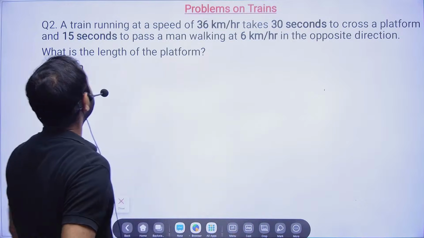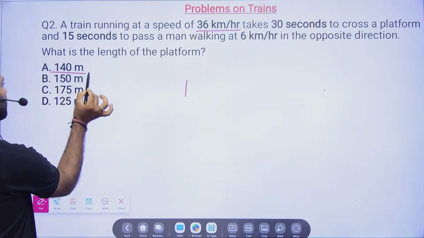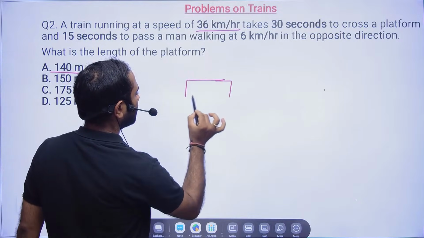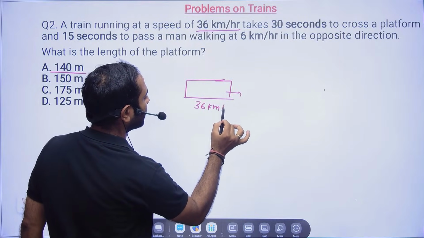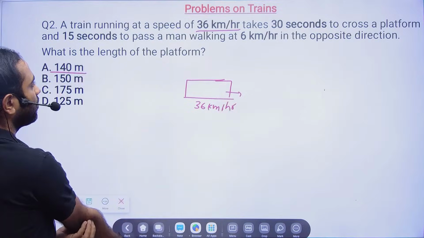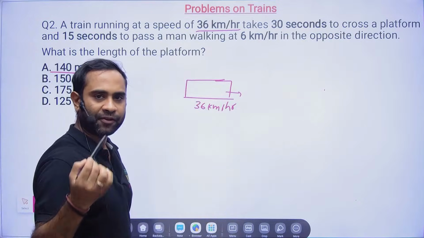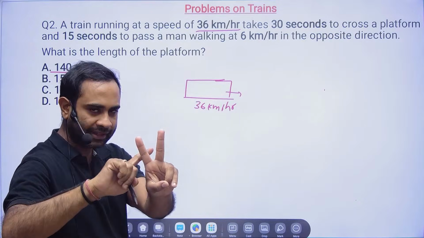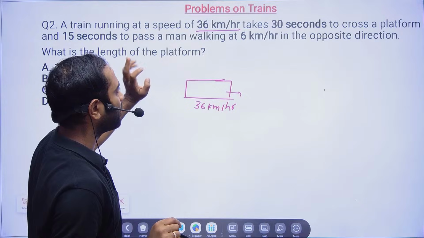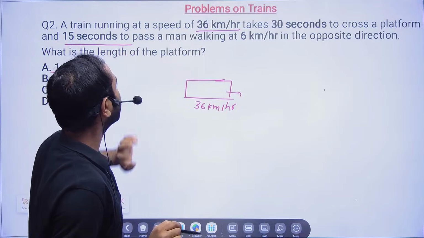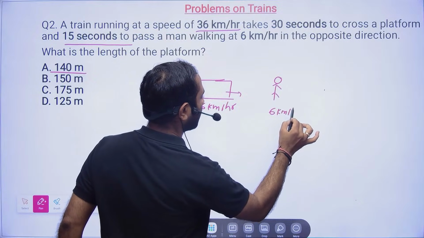So a train running at a speed of 36 kilometer per hour. See here, the speed is 36 kilometer per hour, but the options are in meter, so you have to be a little careful. A train running at a speed of 36 kilometer per hour takes 30 seconds to cross a platform. So I cannot take the first line, because when a train crosses a platform, I will have two unknowns, length of the train and length of the platform. So leave that. A train running at a speed of 36 kilometer per hour takes 15 seconds to pass a man who is running at 6 kilometer per hour.